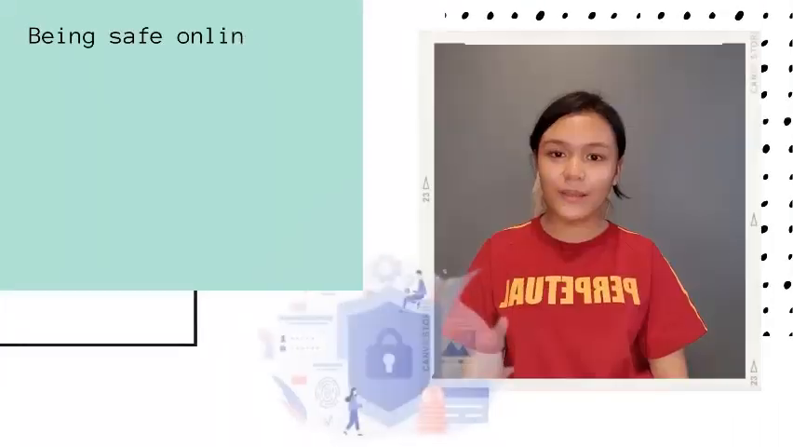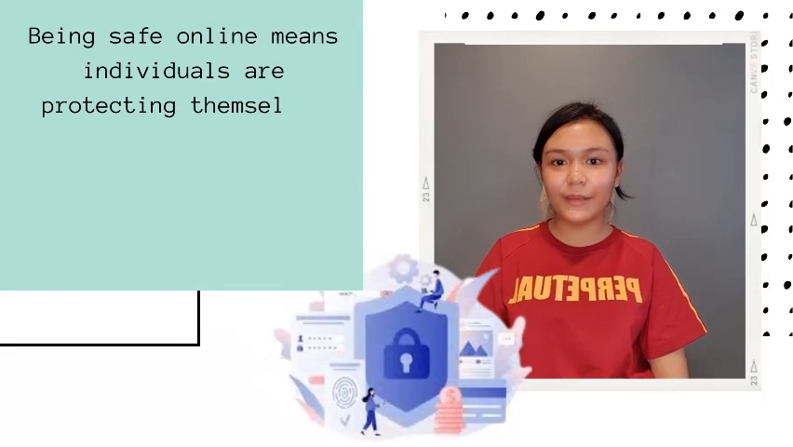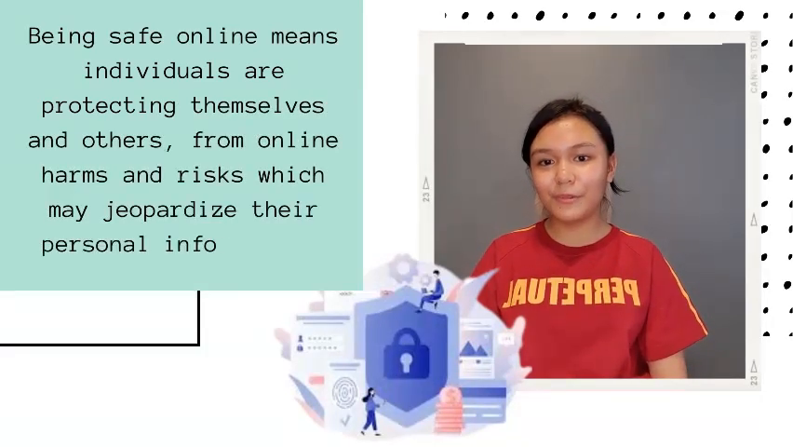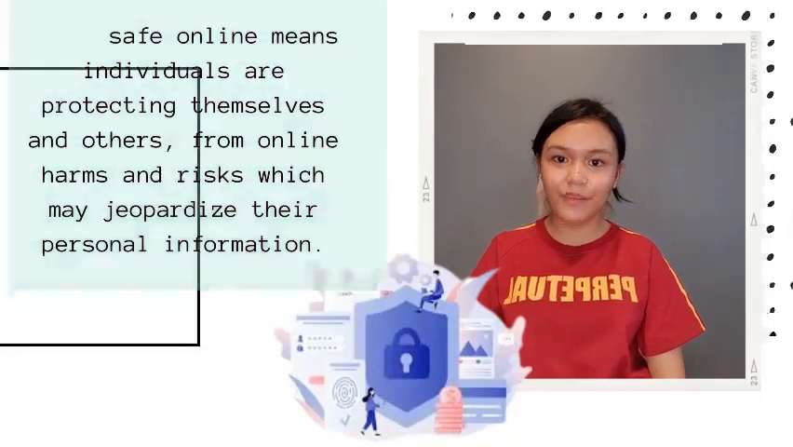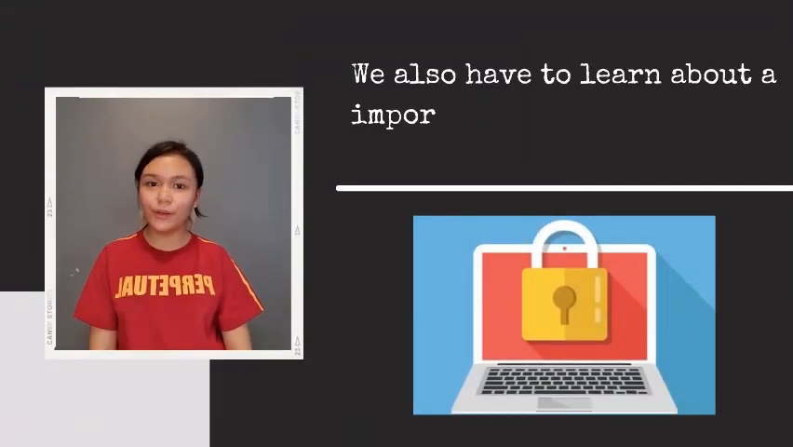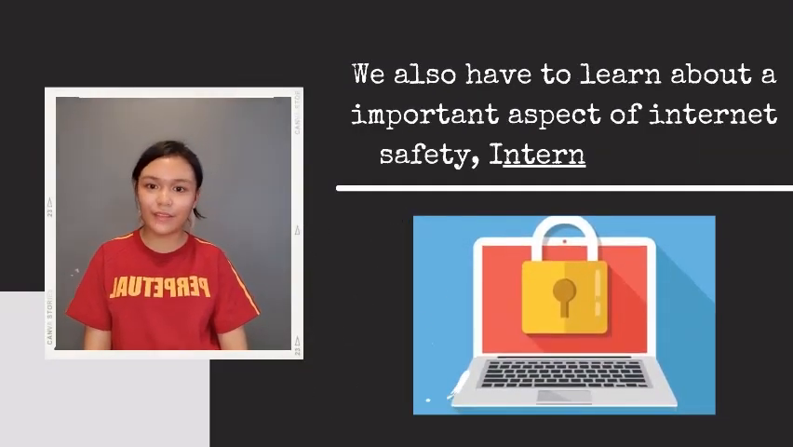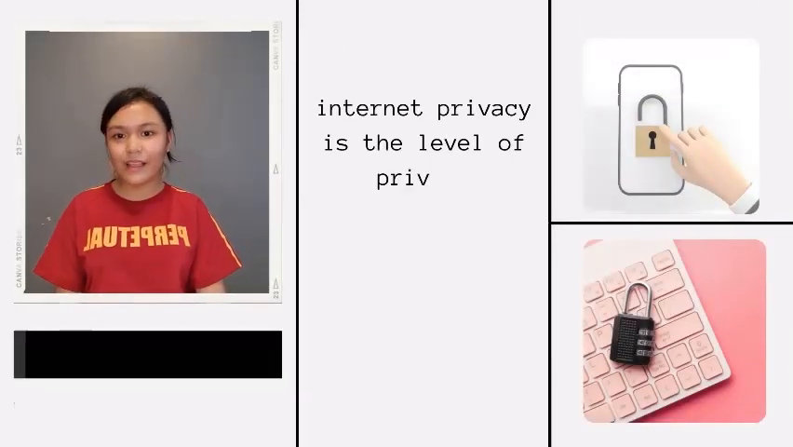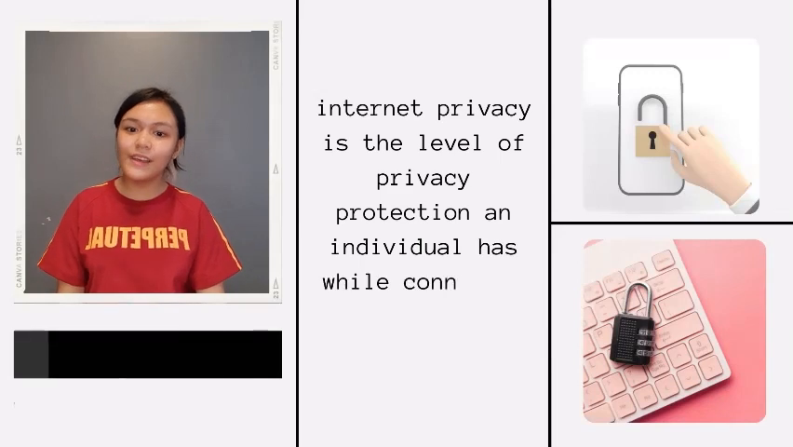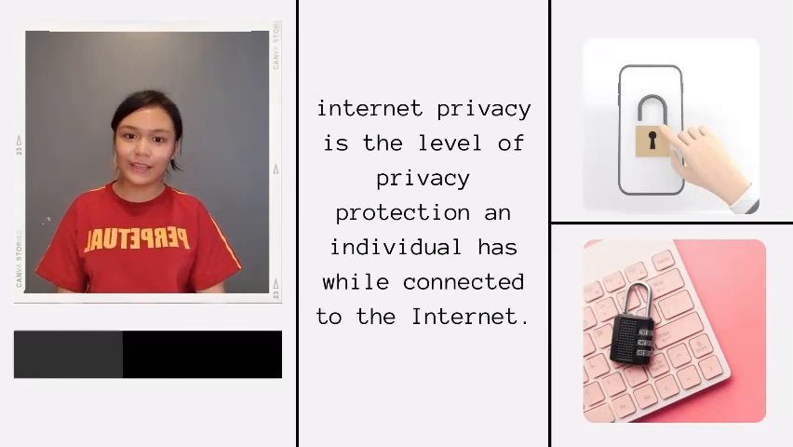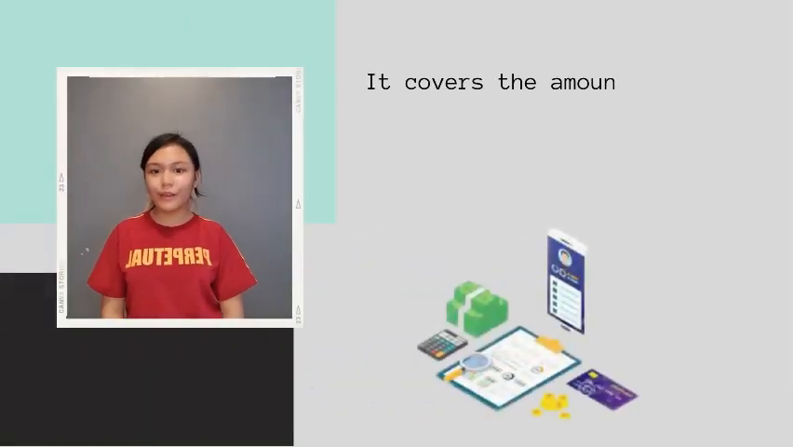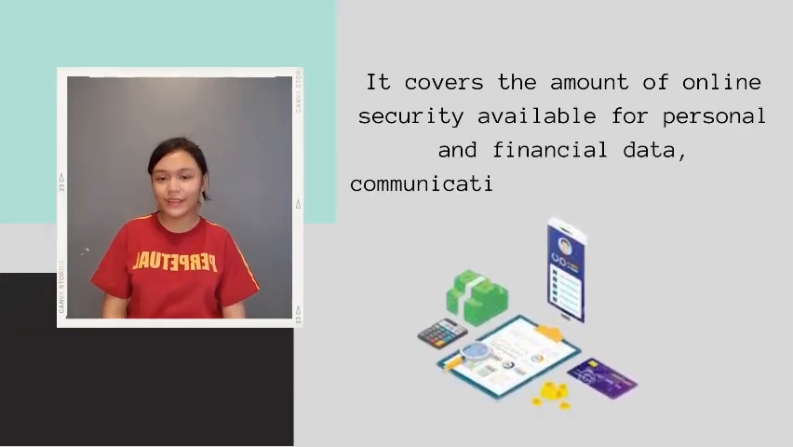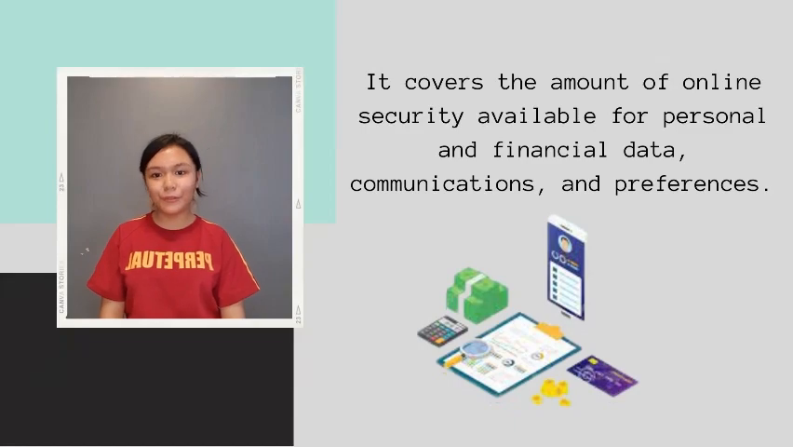And safe online means individuals are protecting themselves and others from online risk and harms which may jeopardize their personal information. We also have to learn about one more important aspect about internet safety, internet privacy. Internet privacy is the level of privacy protection an individual has while connected to the internet. It covers the amount of online security available for personal and financial data, communications, and preferences.